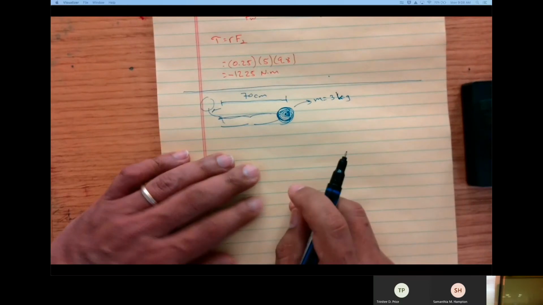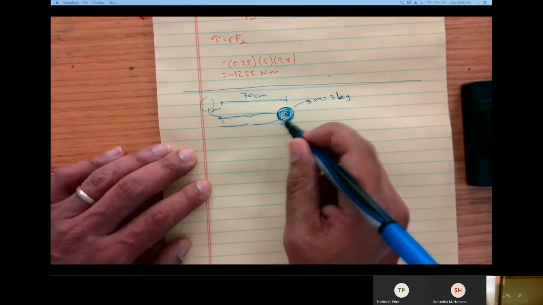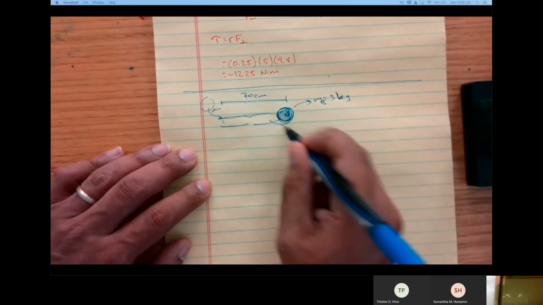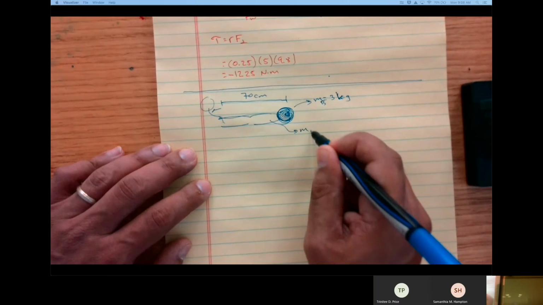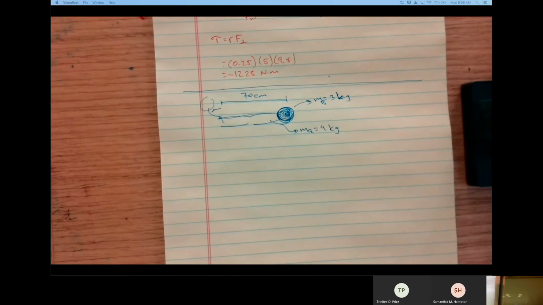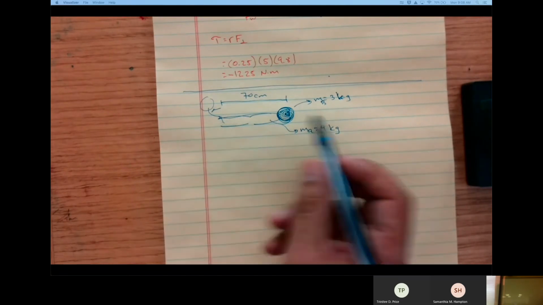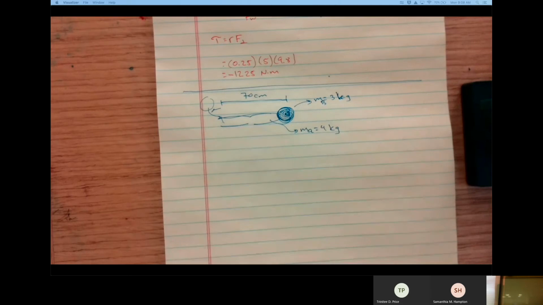And the mass of the whole arm, I'm going to say that is 4 kilograms. And I'm going to assume that the arm is completely horizontal, parallel to the ground. And what I want to find out is the torque with respect to the shoulder.